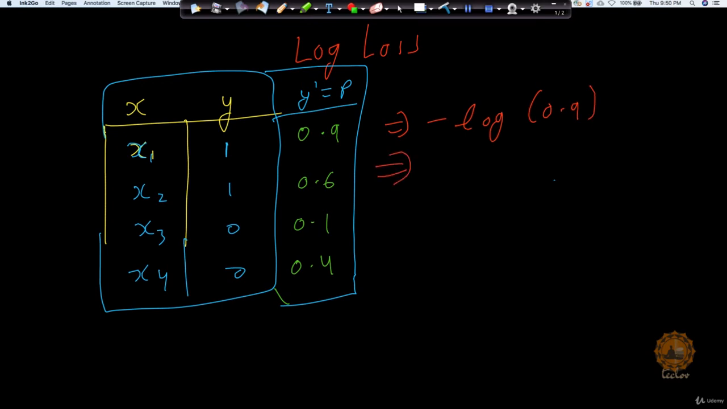Let's calculate it for the second row also. If you calculate again, this is for yi as 1, so my 1 minus yi will become 0. And if you look at it, I will get minus log of 0.6. This is for the second row.